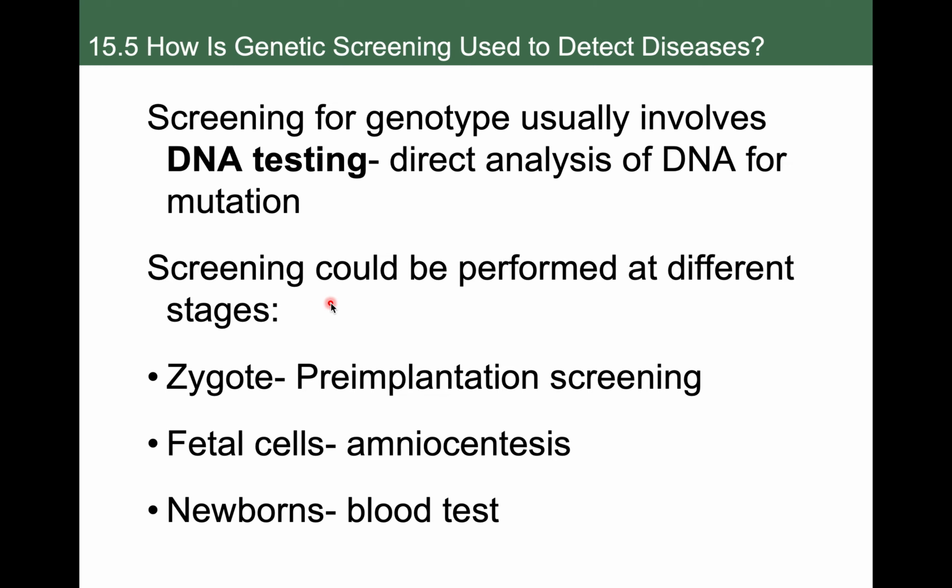So it could be done in adulthood, but a lot of these screens are happening, maybe in a zygote. So let's say you're having in vitro fertilization in a lab setting. You might have the fertilized zygotes genetically screened just to see if there's any serious genetic diseases before implantation. You could do amniocentesis, where you're removing some of the amniotic fluid during pregnancy. And there would be some fetal cells in that amniotic fluid. You could get DNA from those and do some genetic testing. Or, of course, you could do it after birth.